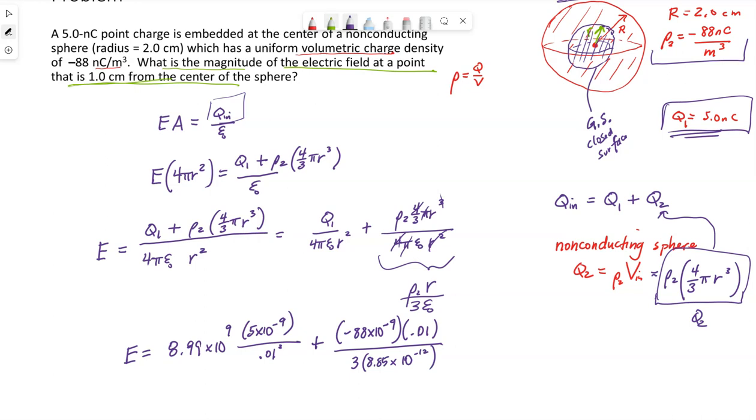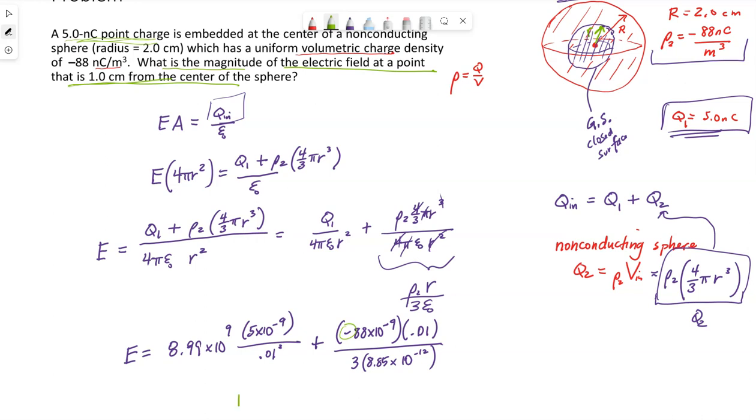Now this negative sign here means that the electric field is pointing towards it. So we actually have the electric field pointing away from the point charge and then inwards for this non-conducting sphere, which will in turn cancel portions of each other out, which hopefully makes sense. If their fields are in opposite directions, that will decrease the overall electric field in that area. So let's go ahead and calculate this.